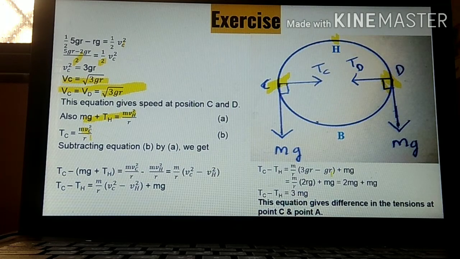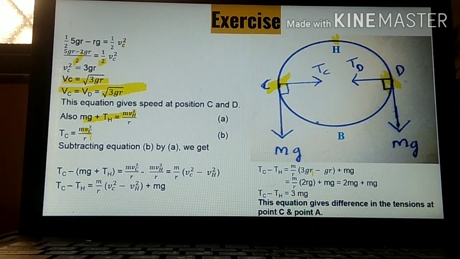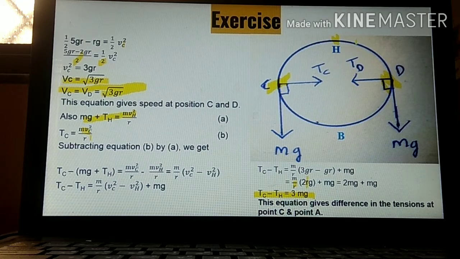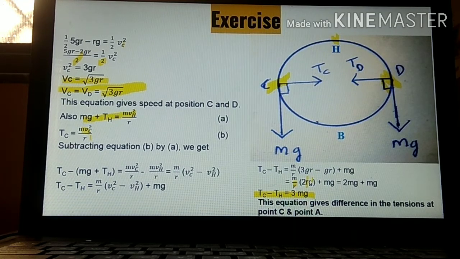Again the root sign and square sign will go away, so we will be getting 3gr minus gr plus mg. 3 minus 1 is 2, so 2gr plus mg. Again this r will get cancelled, so we'll be getting 2mg plus mg. So the final answer is 3mg. So what we have got is that the tension at this midpoint minus the tension at the highest point is given by this formula, that is 3mg. This equation gives the difference in the tension at point C and point H. It is not point A, it is point H.